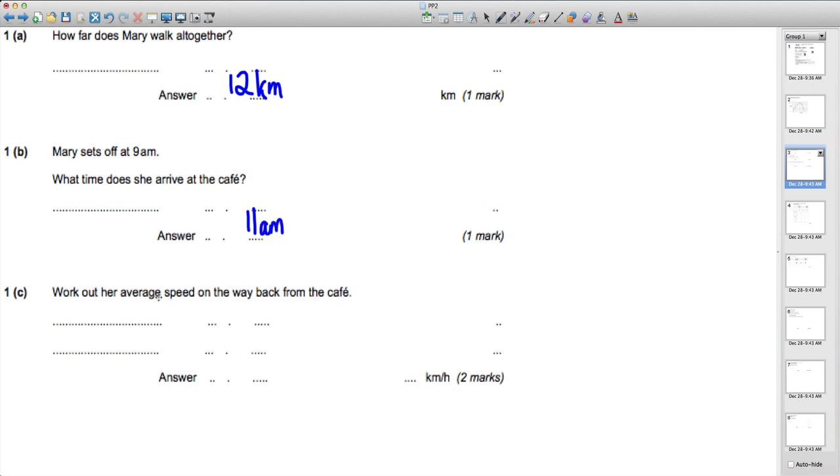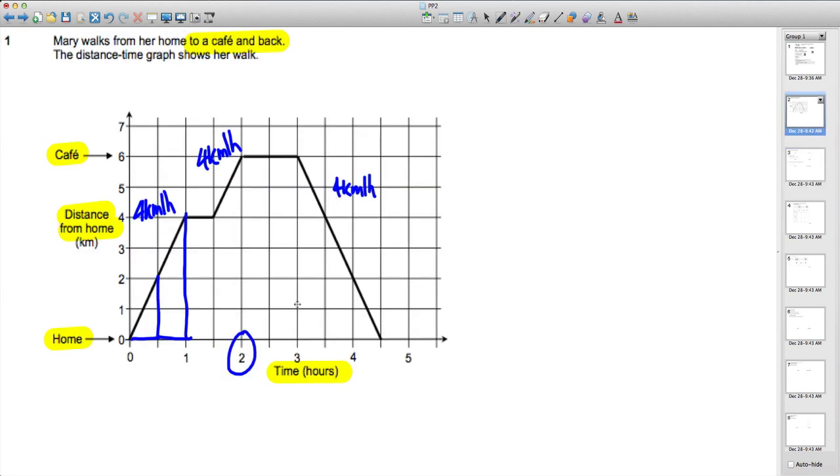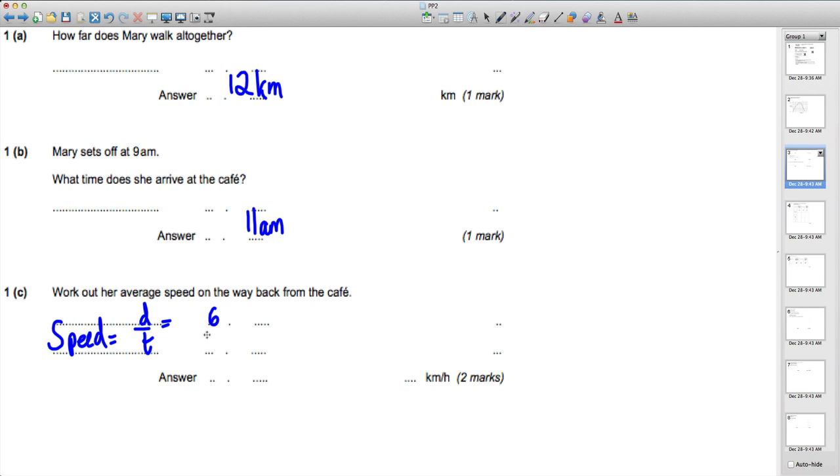Work out her average speed on the way back from the cafe. Well, we've already done that, but remember, speed is distance divided by time. What distance does she go? Well, she goes 6 kilometers in an hour and a half. So 6 divided by 1.5, and you would get 4 kilometers per hour. So the answer is 4 there. Easy, easy, easy. 4 marks to start the paper off with.